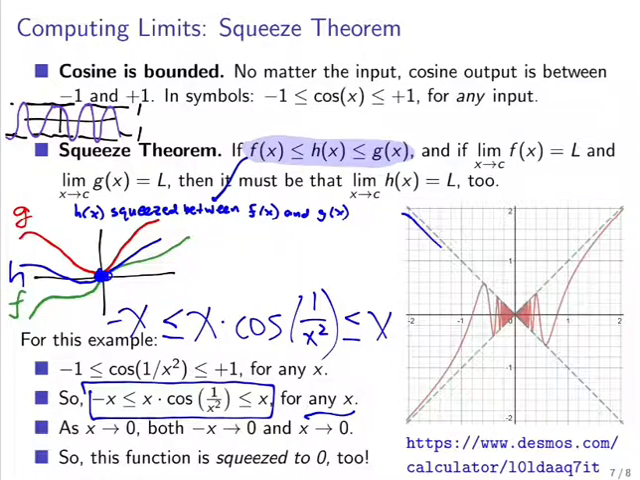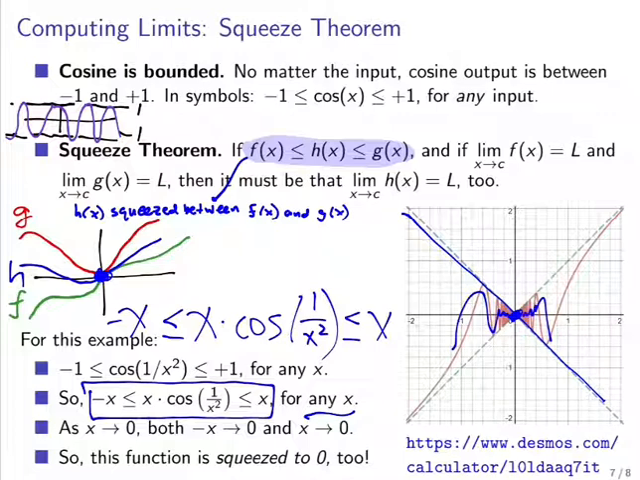But think about what the graph of those two functions looks like. Over here, I have y equals -x, and over here I have y equals +x. And notice how the function that we're dealing with, x times cosine of 1 over x squared, is squeezed in between those two. No matter what x I'm plugging in, it's always in between them. And since they both approach 0 at x equals 0, my function is squeezed or pinched down to that place too.